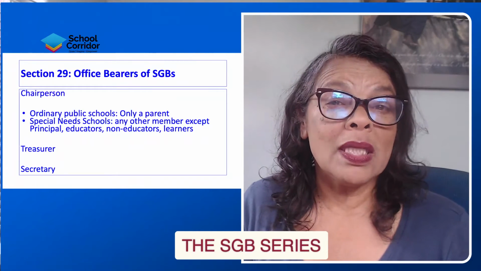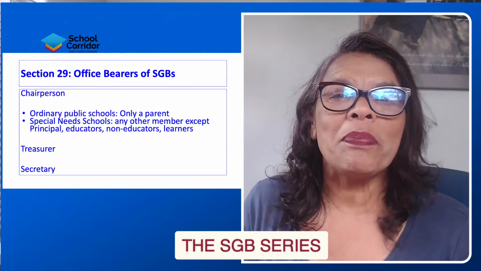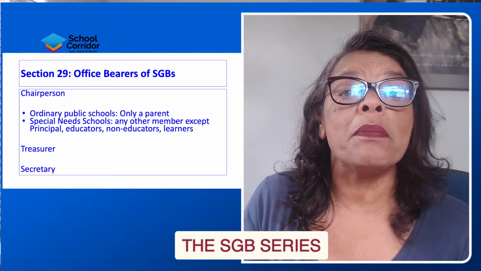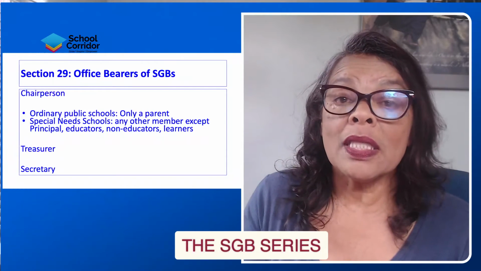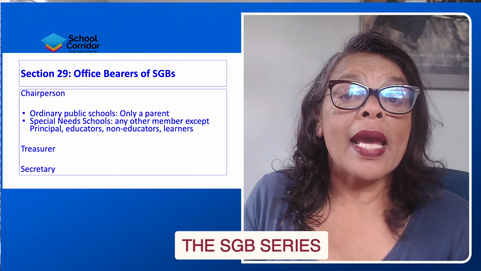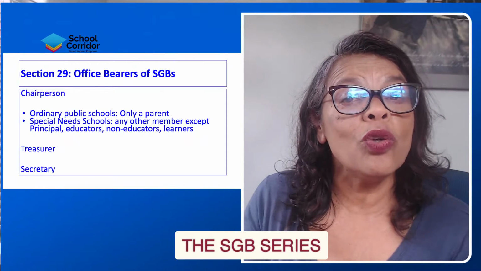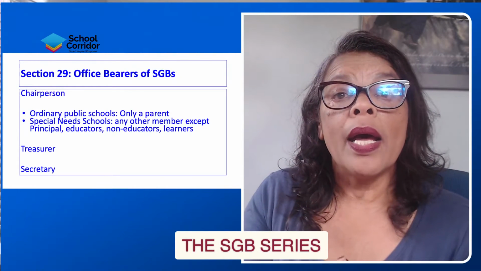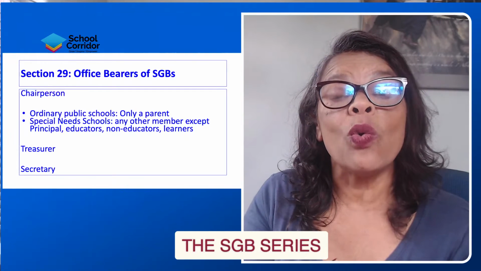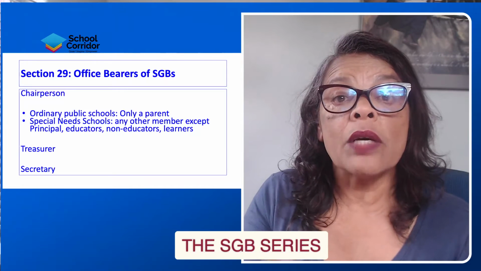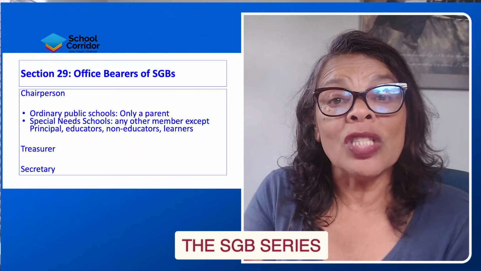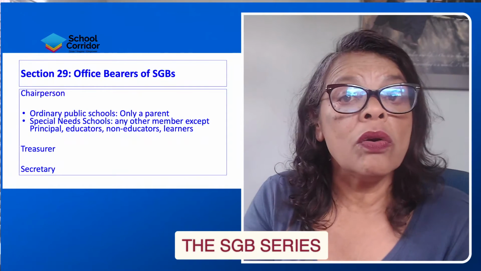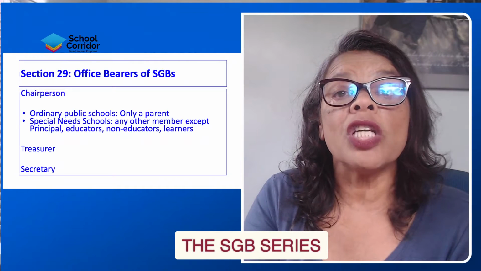You'll see that if you're a public ordinary school, then your chairperson must be a parent. Right, so no educator, non-educator, principal or learners can occupy that office bearing position. Then of course, if you're at a special needs school, you may elect a chairperson from anybody who's serving on your school governing body. Remember, your special needs governing body structure makes allowance for governing body members to come from the various organizations that are involved in your school. So any of those governors who come from those organizations and they have been elected can serve as the chairperson. Okay, so no principal, no teacher, no support staff member, no learner may occupy the chairperson position.